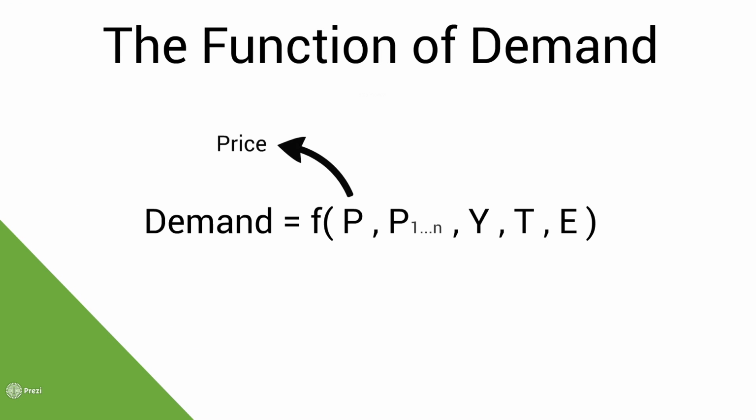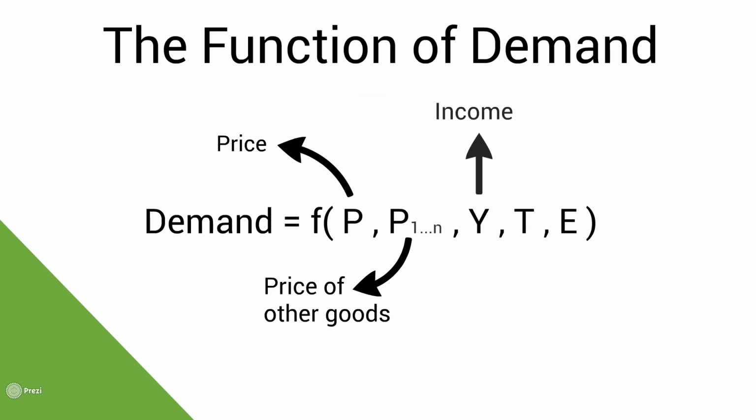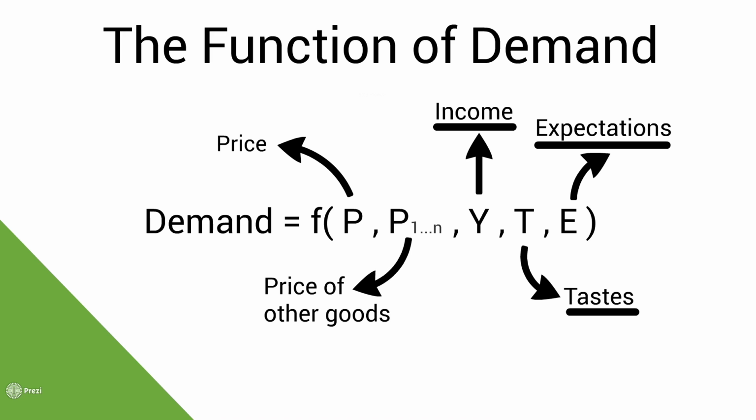Let's just start by looking at the function of demand again. So demand is a function of price, the price of other goods, income, taste and expectations. A change in price is the only factor that can cause a movement along a demand curve. A change in any of the four other factors results in a shift of the demand curve. Today we're going to be looking at what a change in the last three factors have on demand. So income, taste and expectations.